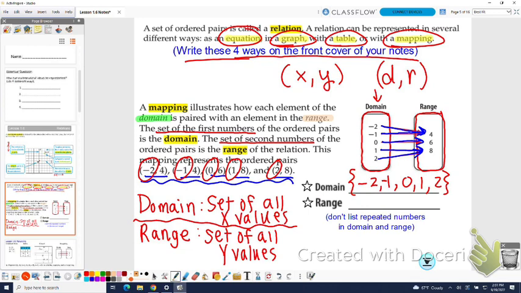The other one is the range. So those are the y values. And notice here it says about not repeating them twice. Here you have 2 4s and you also have 2 8s, but I'm only going to list it once. So you can see the 3 range values are 4, 6, and 8.